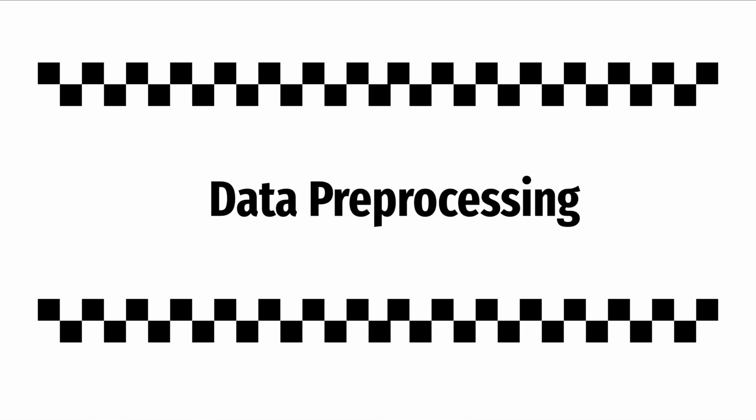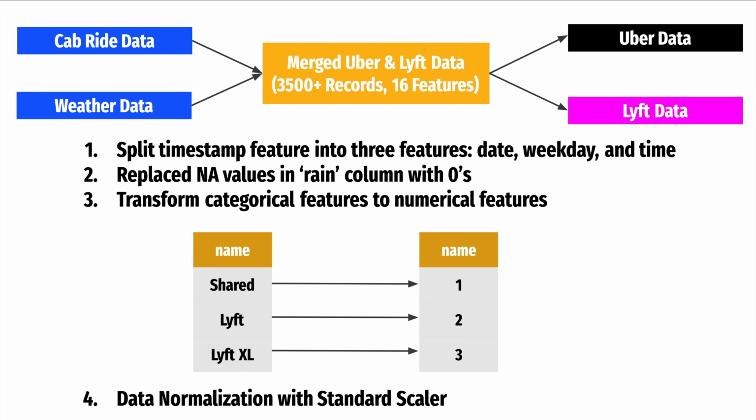In order to achieve our goal, we first merge the two datasets by their timestamp value. Afterwards, we split the timestamp feature into 3 subfeatures for a better understanding of how time of the day affects the price. In order to help our regression analysis, we also filled the NA values in the rank column with zeros and transformed the categorical variables into numerical features. Finally, we normalized our merged dataset with a standard scaler and split the data into Uber and Lyft's respective parts so that we can compare their training and testing results.